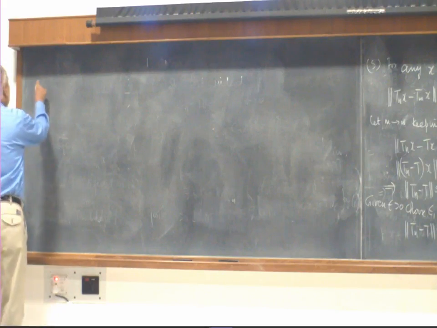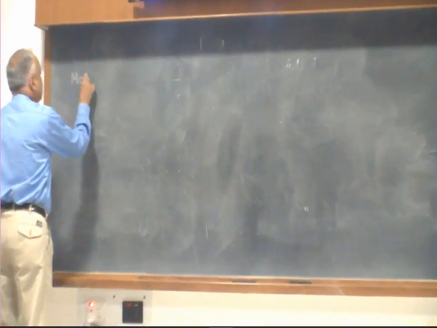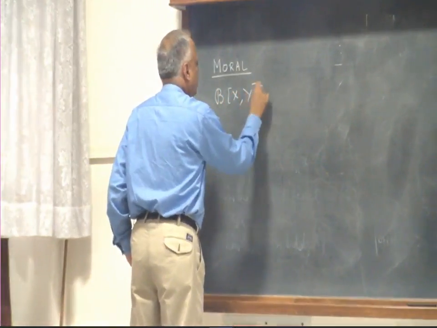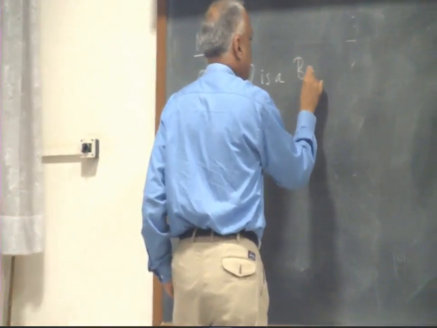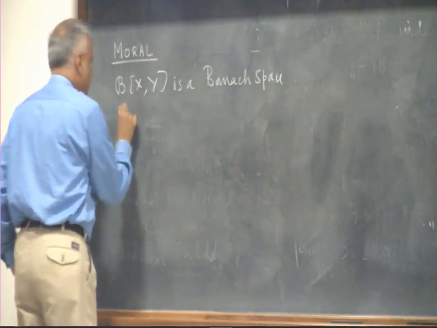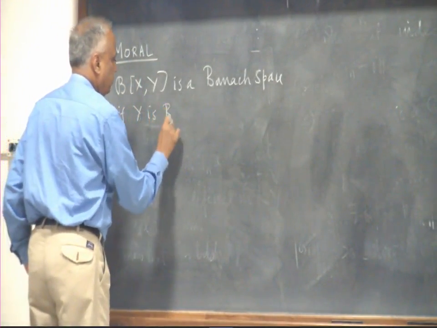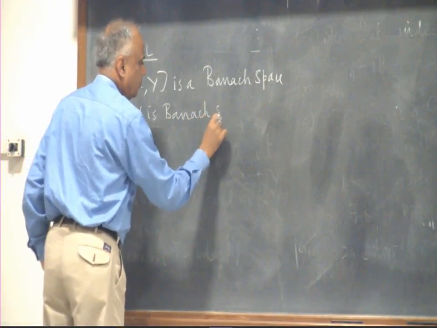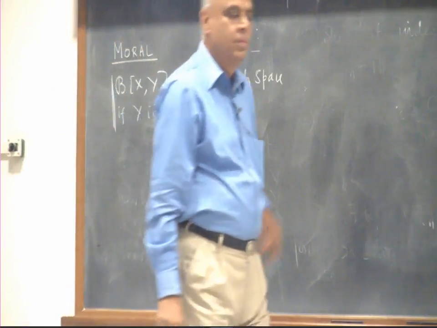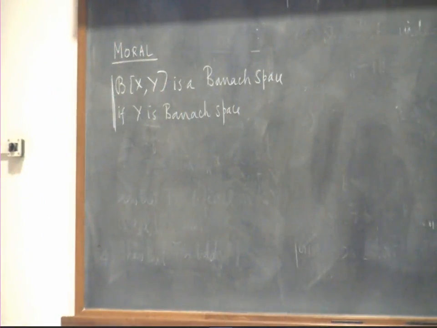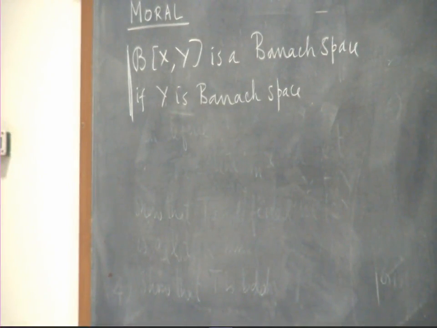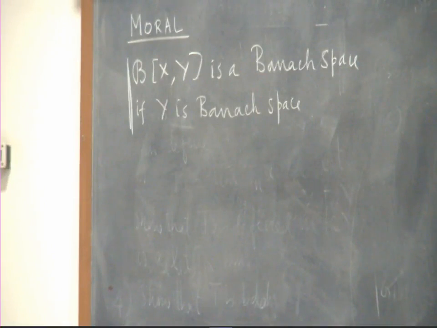So the moral is our theorem: B(X,Y) is a Banach space if Y is a Banach space. Now, one special case of this is of great importance. But B(X,Y) itself, in particular, let me make some special cases.